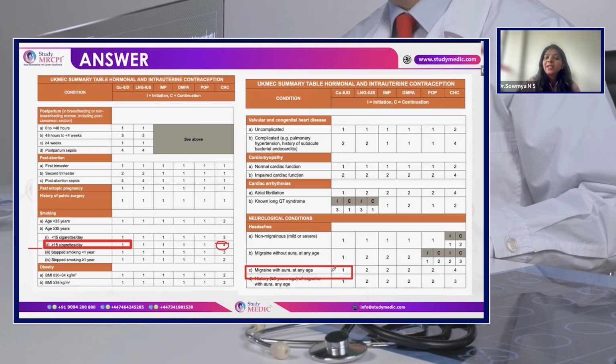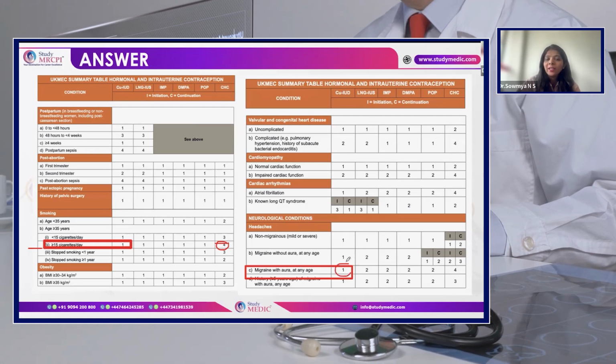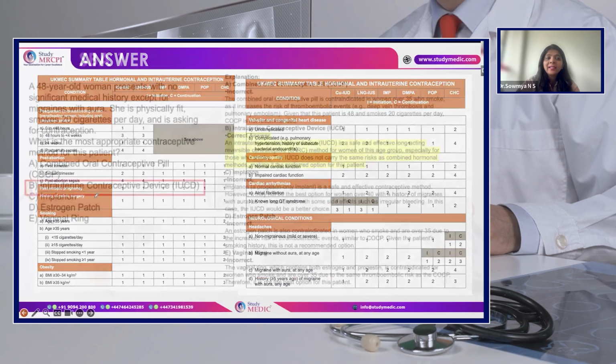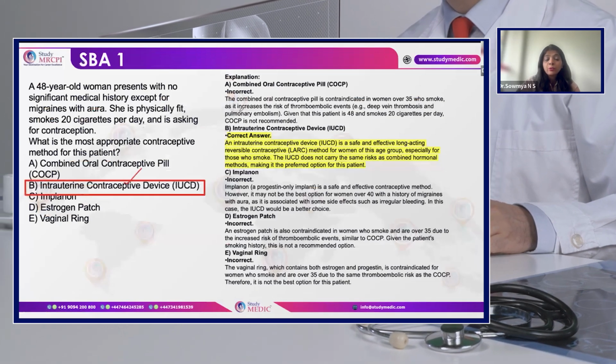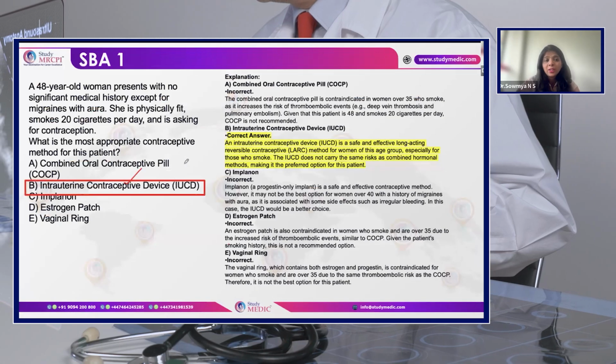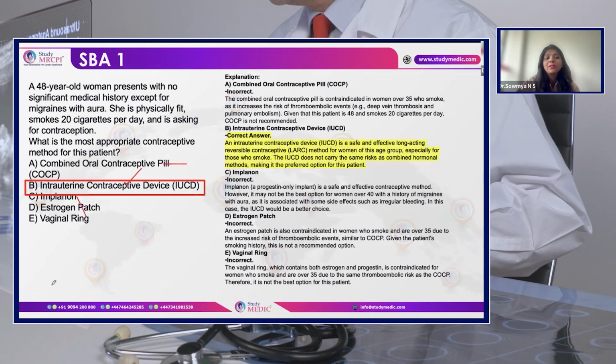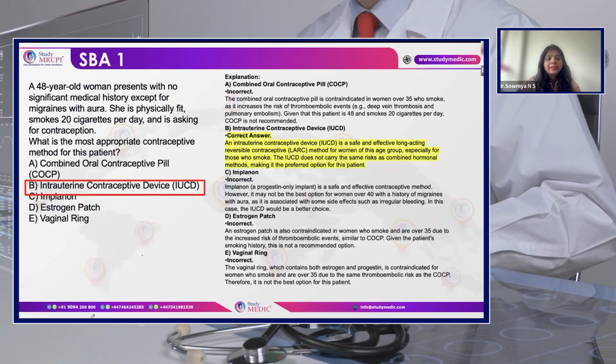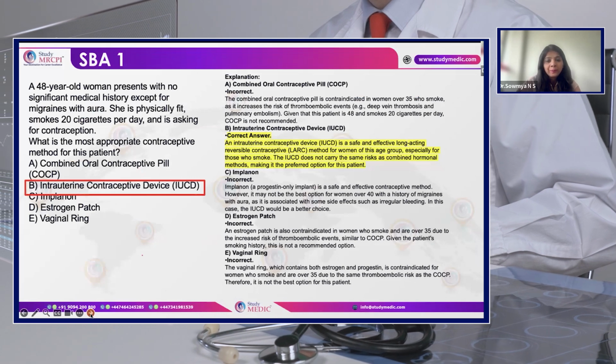But with migraine with aura, the only Cat 1 is copper T. So that's the reason, this is the only one which suits both. That's why I've chosen it. OCPs I don't want to choose. These are all the hormonal things which I really want to avoid. Okay, fantastic, guys. Let's move to the next one.